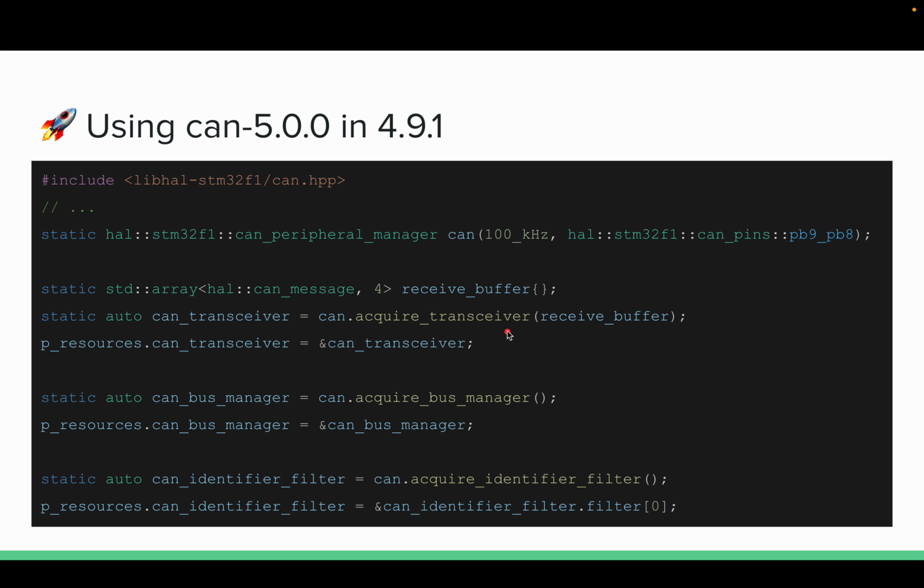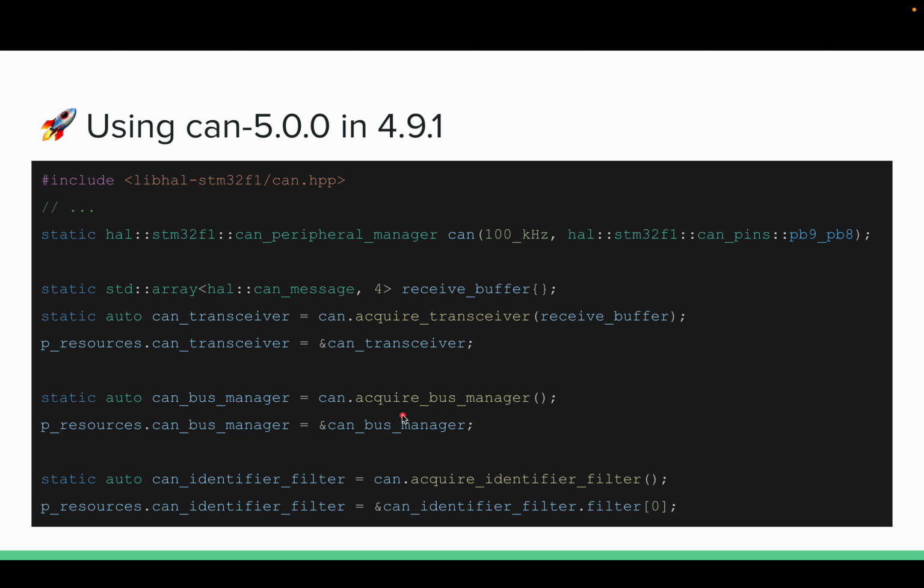We pass that over to the CAN's acquire transceiver function, which gets us back a transceiver object, a full object, not a reference to an object. This is the full implementation. That's why I use auto here. Otherwise, I'd have to write out the full name. We make that static as well because we're just going to assign it into some resource by address. Do note that the receive buffer must outlast the lifetime of this object here. These are bound to each other.